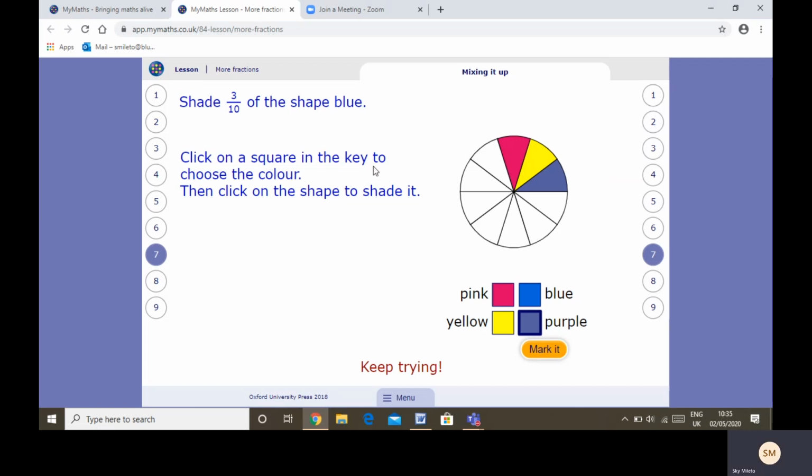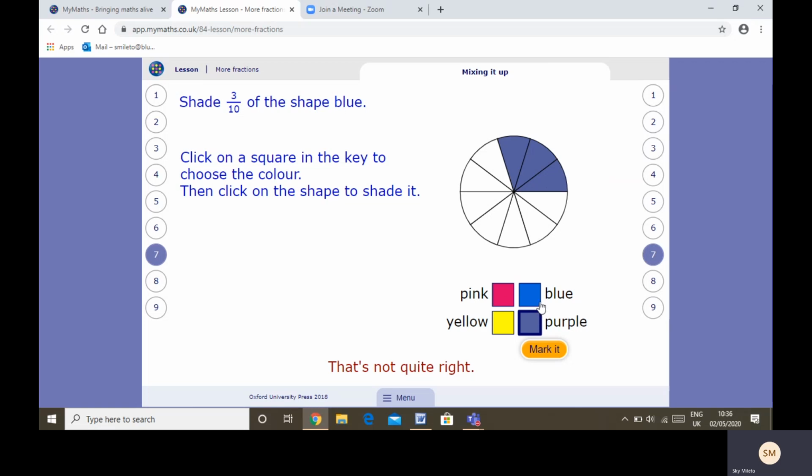Click on a square in the key to choose the colour. I think maybe it's not happy that I picked 3 colours there. Let's see what happens if I pick the same colour. Why is it saying that? 1, 2, 3, 4, 5. Oh, because I haven't read the question properly. It says shade 3/10 of the shape blue.